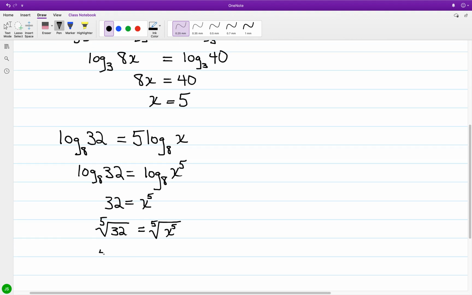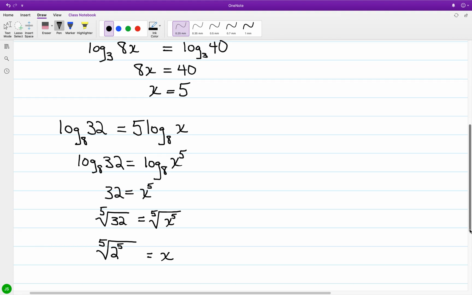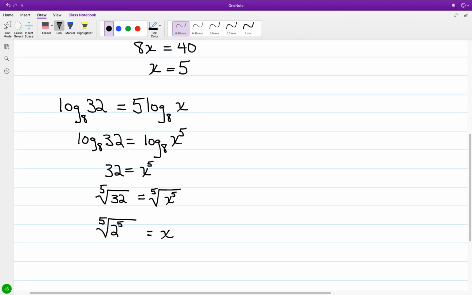And 32 is going to be 2 to the 5th. The 5th root of x to the 5th goes to x. And think of it like 2 to the 5th: the 5th root of that is going to cancel out the index number of the radical and the power to which 2 is raised. And so the missing value x is going to be 2.